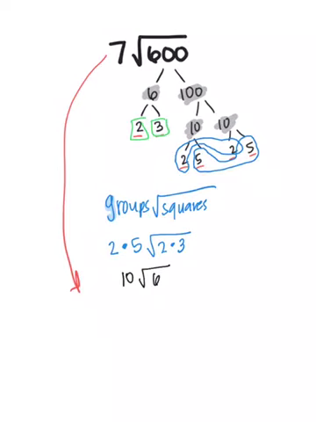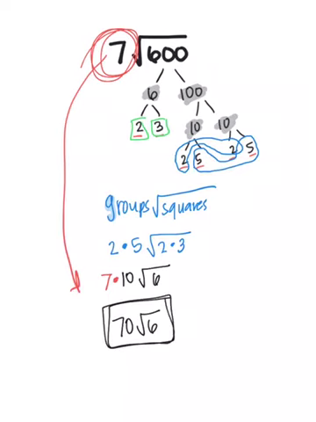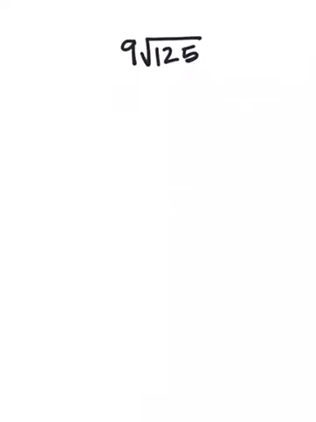But we are not done, because we still have this 7 outside of the radical. So I bring down the 7, place it outside of the radical, and it multiplies by what is already there. 7 times 10 is 70, and then square root 6. So 7 square root 600 is reduced to now 70 square root 6. 9 square root 125. Bring the 9 down at the end.